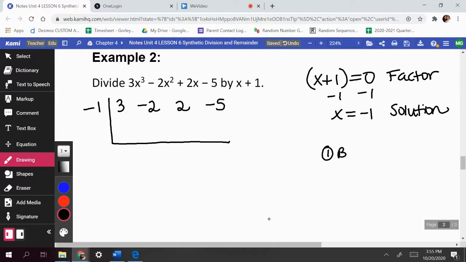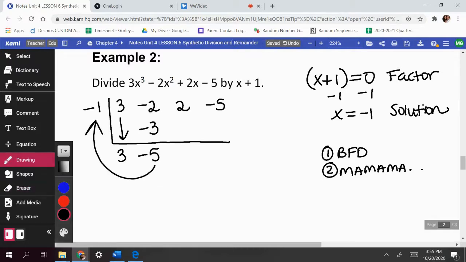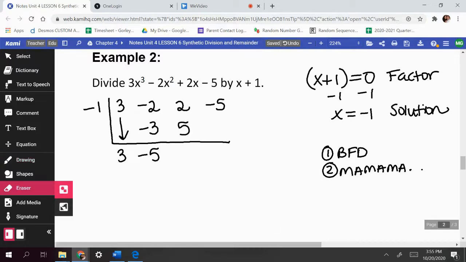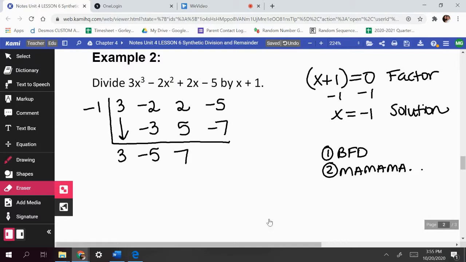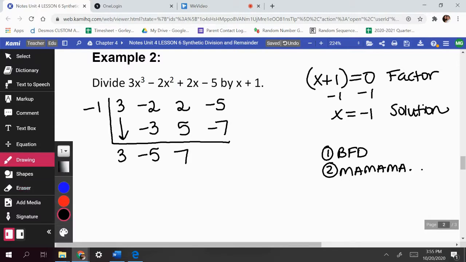Then I'm going to do my process where I bring the first down, and then I just keep multiplying, adding, multiplying, adding until I can't anymore. So I bring the first down. I multiply, and then I add down. That's going to give me -5. Then I multiply, and I would get +5. I put it in the next column, add down. So I get 7. Then I multiply again. 7 times -1 is -7. And then I add down. If I add those numbers together, we get -12.